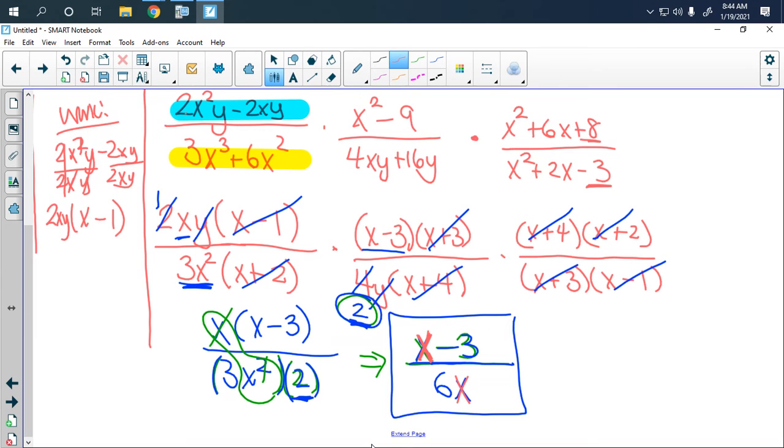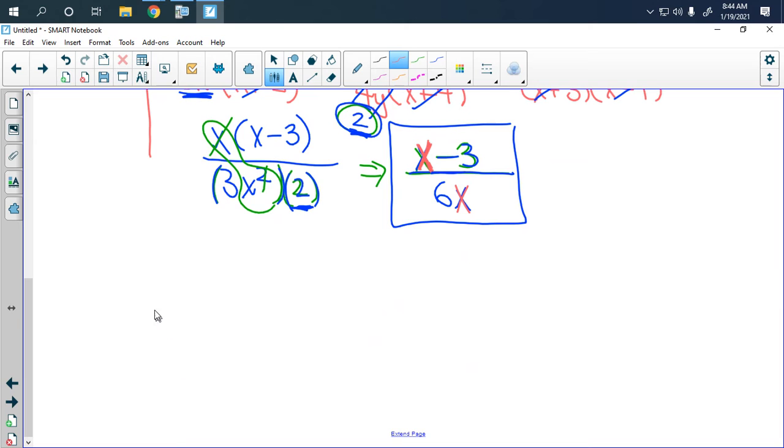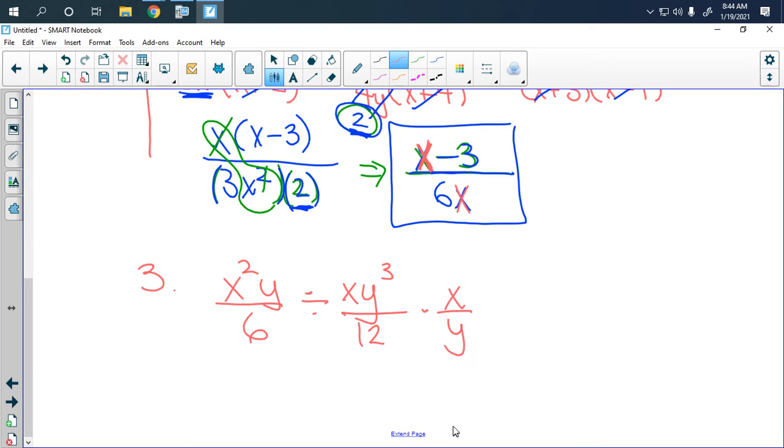So if it's next to addition or subtraction, you cannot cancel it. All right, let's try another one, x squared y over 6. This one's a little bit shorter, but sometimes when it's different like this, you guys get a little bit more confused, so I wanted to show you one like this for you just to see the difference.